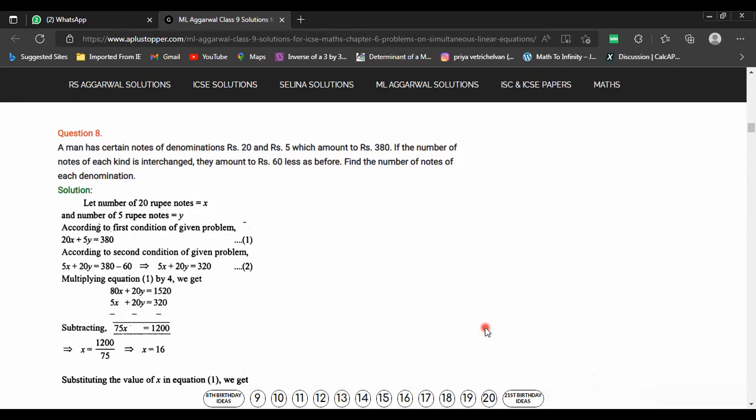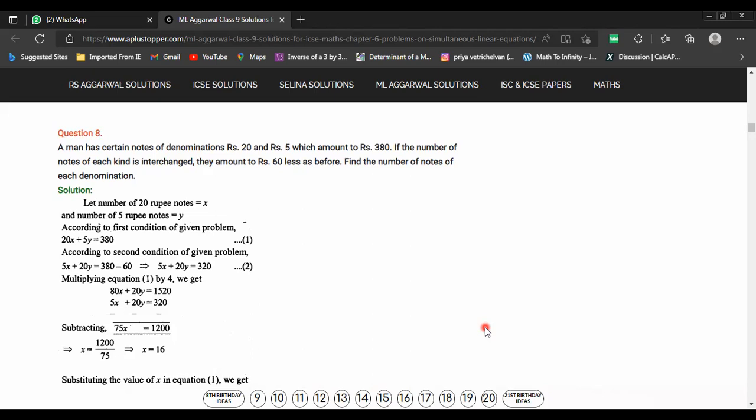Do you understand what denomination means? Like a 20 rupee note looks a certain way, a 5 rupee coin looks a certain way, isn't it? So denomination is nothing but here a 20 rupee note and a 5 rupee note or coin. So you have some number of 20 rupee notes and some number of 5 rupee coins, which together amount to rupees 380.